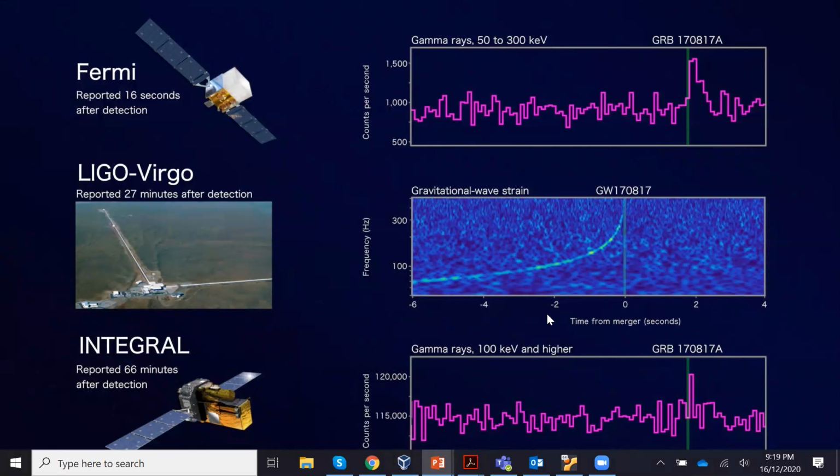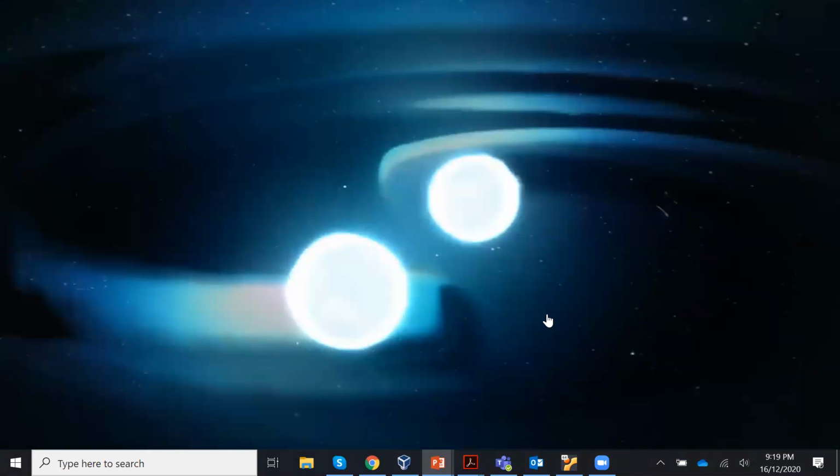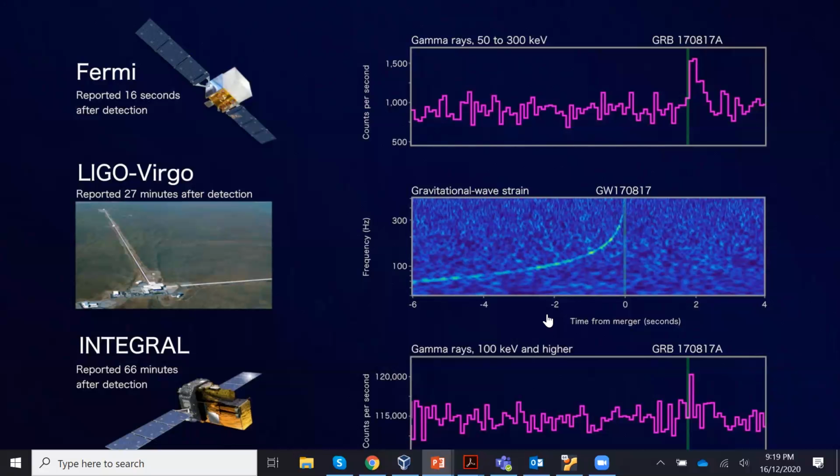So this observation happened for the first time on 17th of August 2017, when gravitational waves and electromagnetic waves were detected together for the first time. So here in the middle is a plot showing the frequency evolution of the gravitational wave signal. So this is the very clear chirp that you can see from the gravitational wave stream.